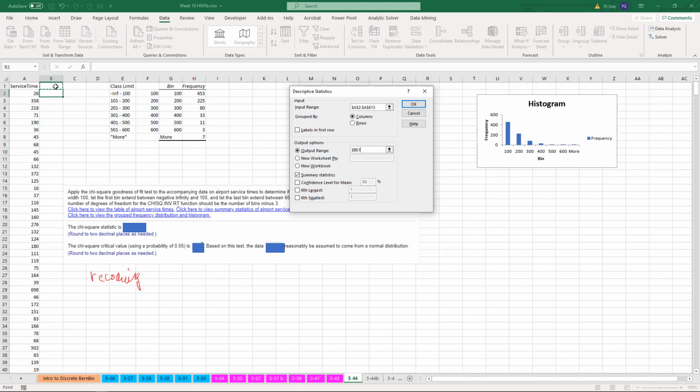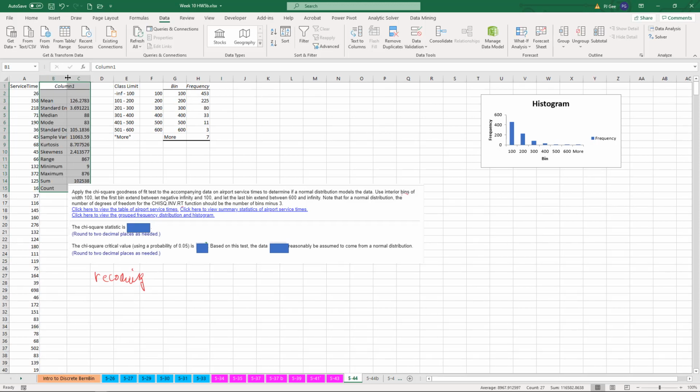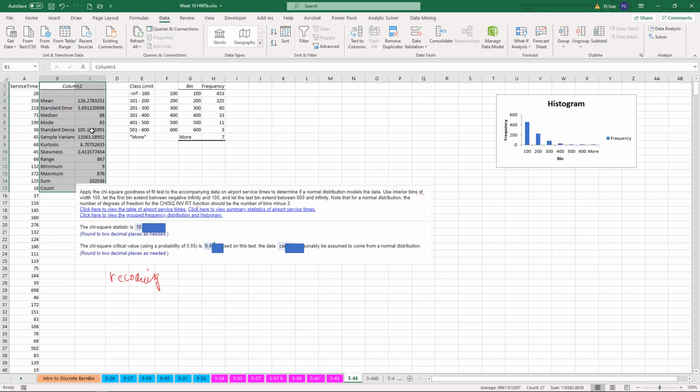And just to do it, this is what you're going to want to do. Summary statistics. I don't think I need anything else there. Okay. All right, now watch what happens here. And it fills in a great amount of information about the data that we just had. There's our mean. There's our standard error. That's not the standard deviation. Okay. Standard deviation is 105.